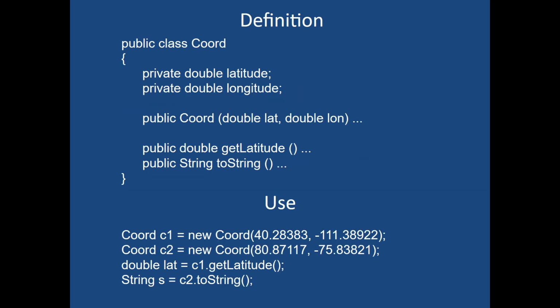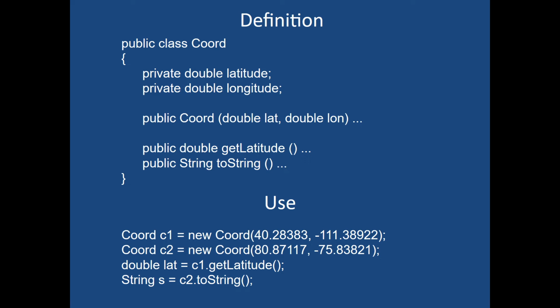All right, so here's our definition, just sort of boiled down with some details removed. That's the definition at the top. At the bottom is the use. So once you define this class, now you can say coord C1 equals new coord. Coord C2 equals new coord. So there I've created two coord objects. And then in the third line, I call the getLatitude method. I invoke the getLatitude method on the object C1. And so I'm asking, what is C1's latitude?